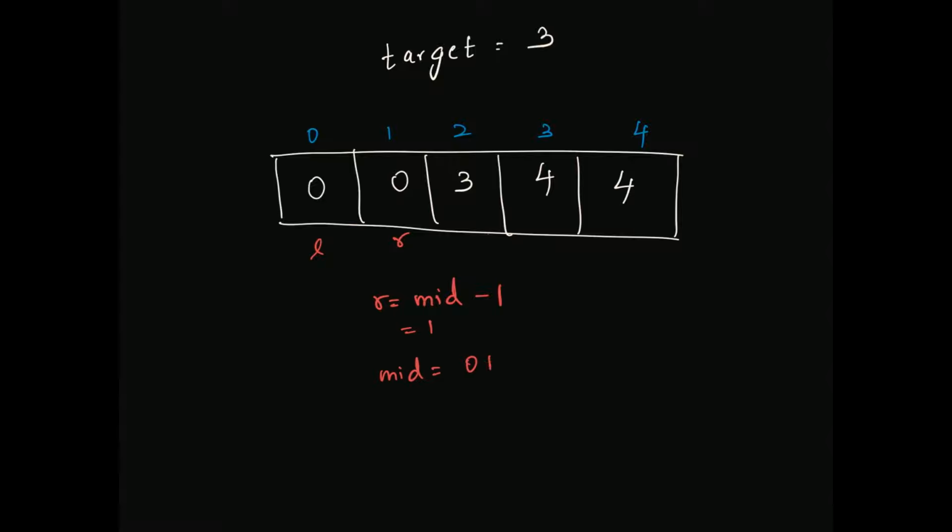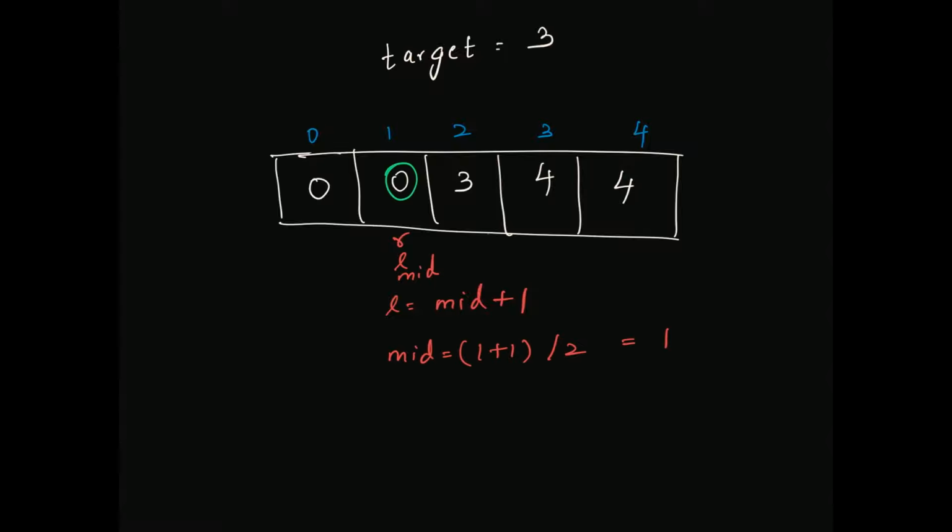Now the value at mid is 0, which is less than the target. If the value at mid is less than the target, we need to search the right half, so we move the left pointer to mid + 1. The value at mid is 0 again. We move the left pointer to mid + 1, and now the left pointer is greater than right, so we stop the search.